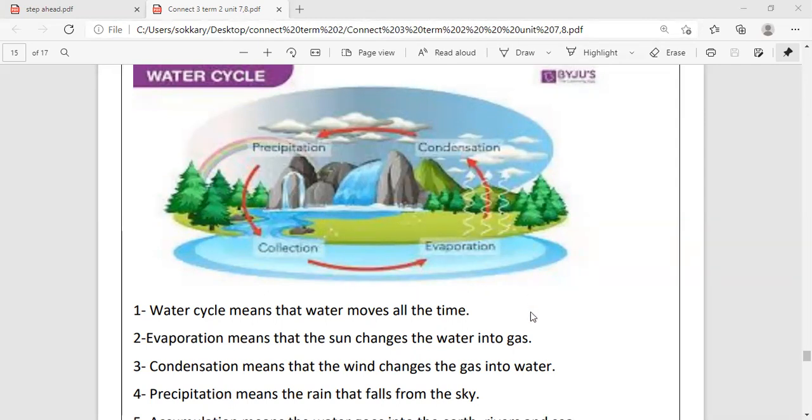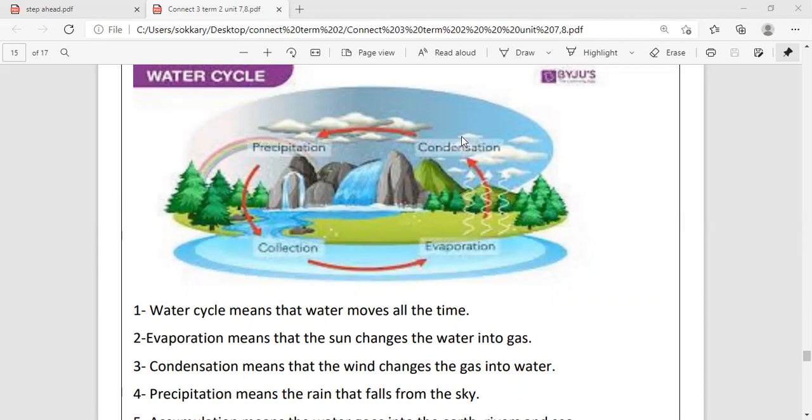When you drink tea in the morning, can you see smoke coming from the tea? Yes. This is called the gas. When someone is cooking in the kitchen, and the food is boiling in the pot, can you see something like smoke coming out of the pot? Okay, so the sun changes water into gas. This is the first step.